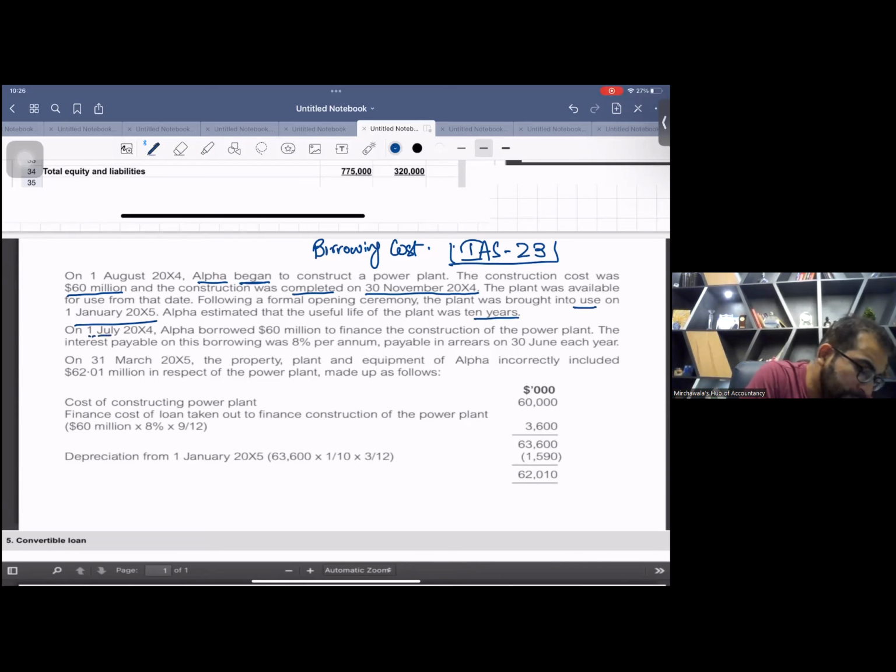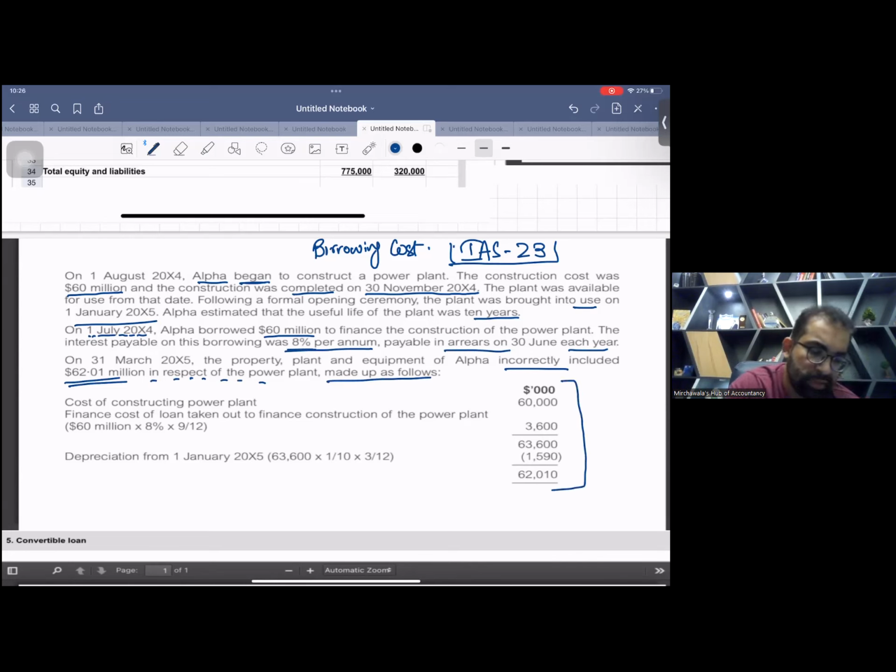On 1st July X4, Alpha borrowed 60 million to finance the construction of the power plant. The interest payable on this borrowing was 8% per annum, payable in arrears on 30th June each year. On 31st March X5, the property, plant, and equipment of Alpha incorrectly included 62.01 million in respect of the power plant, made up as follows. There are two mistakes in this working.